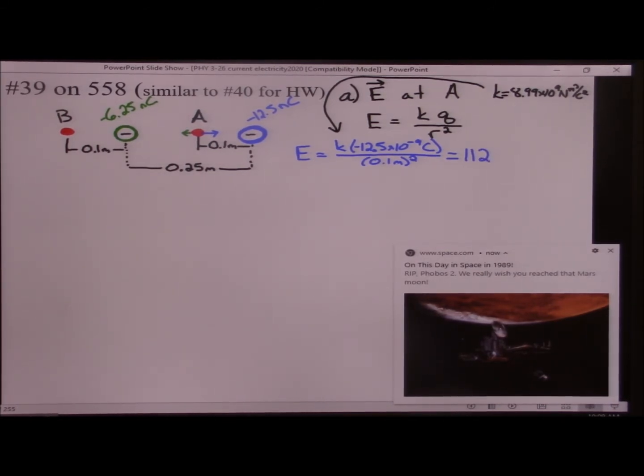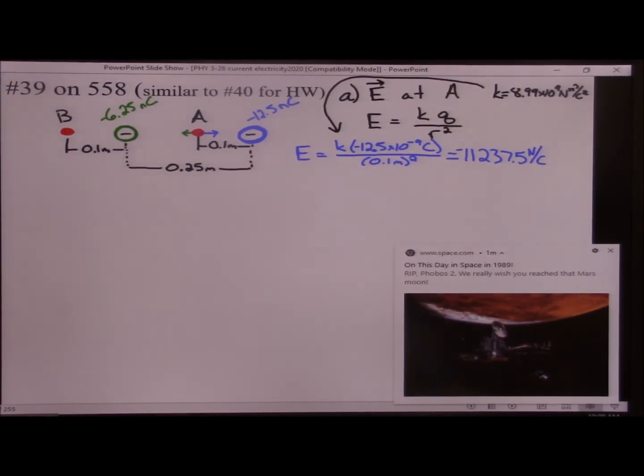Sorry, trying to read off my paper and calculator at the same time. I just did this one. 11237.5, and that's going to be measured in newtons per coulomb. And of course it's negative because we have a negative charge right there.